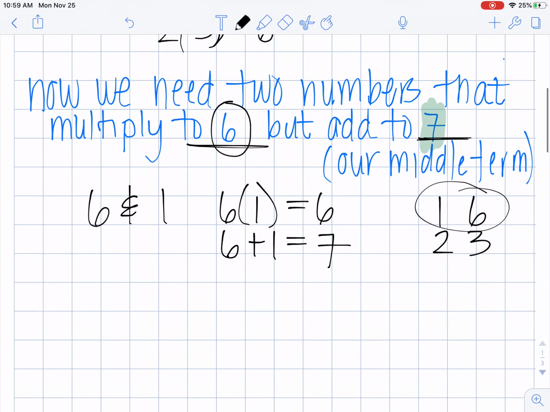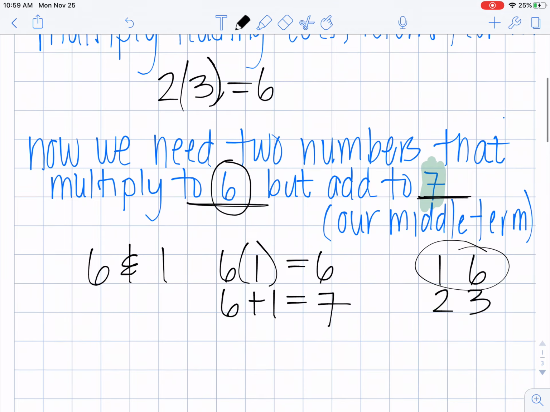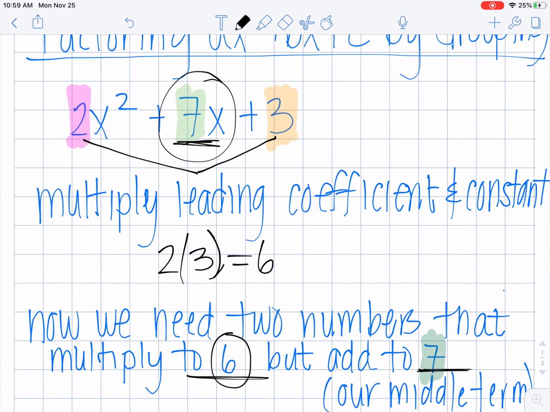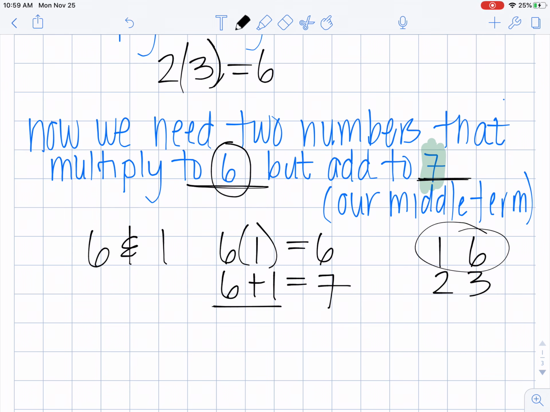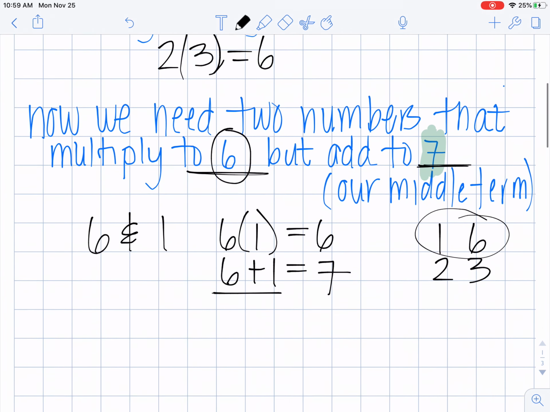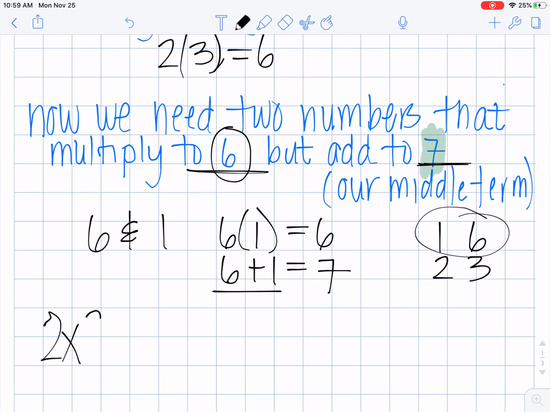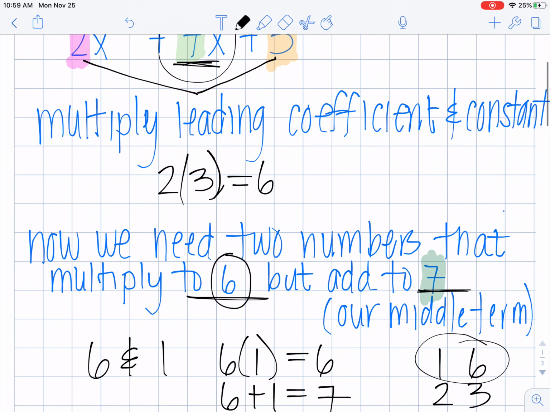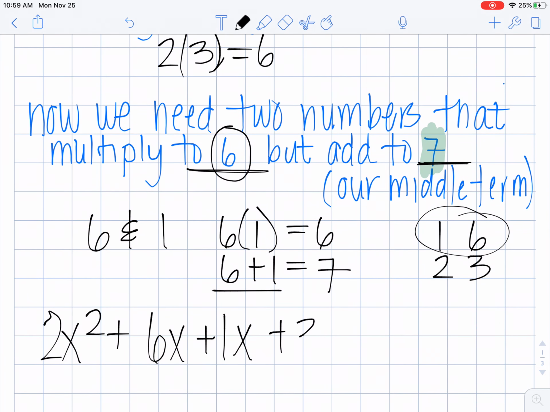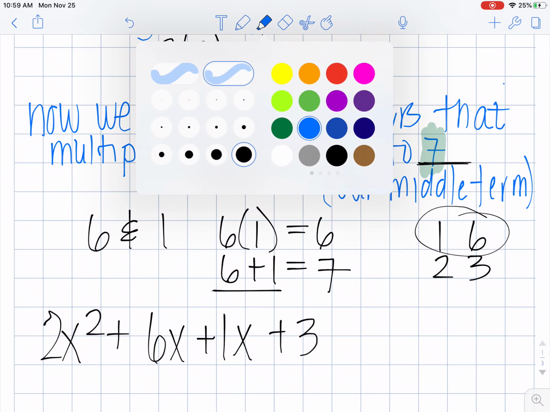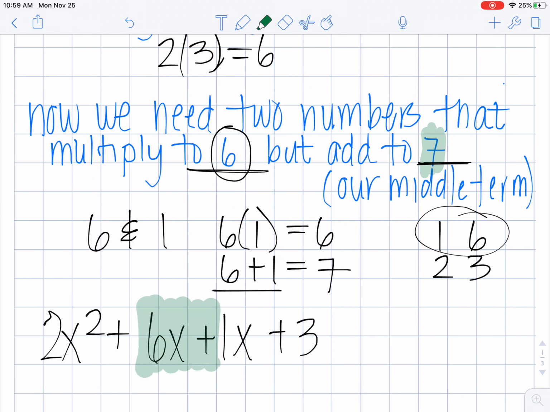So what I'm going to do now is rewrite this 7x by using 6x plus 1x. So if I rewrite my problem, 2x squared plus 6x plus 1x plus 3. So I took my 7x and I made it 6x plus 1x, which is the same as 7x. I'm just rewriting it. Again, we have our leading coefficient here, and we have our constant on the end.